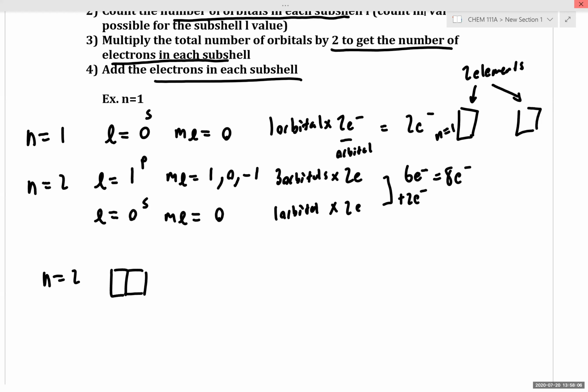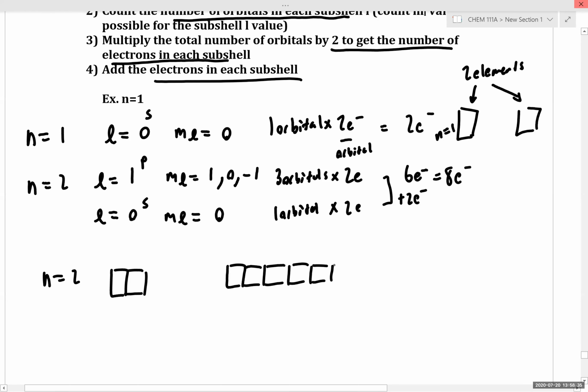Looking at the periodic table, how many elements do we see in the second row? Just counting. Taking out your copy of the periodic table, how many elements do we see? 8, exactly right. If we look at the second row of the periodic table, we see a total of 8 elements, because we have 8 electrons total in our second shell.